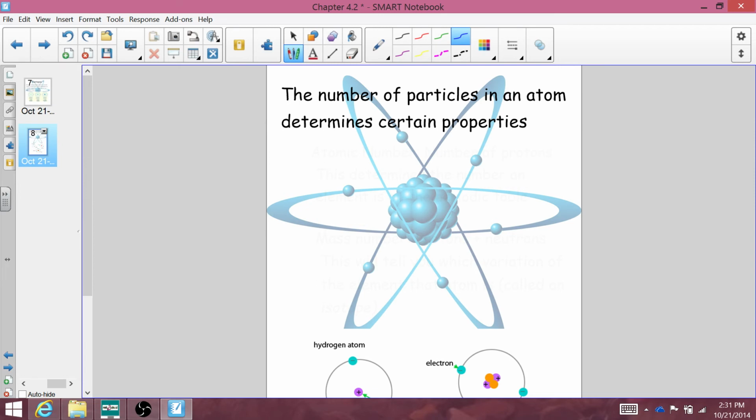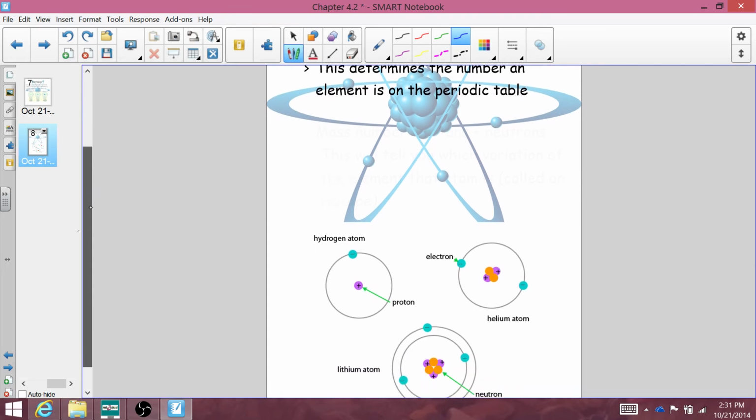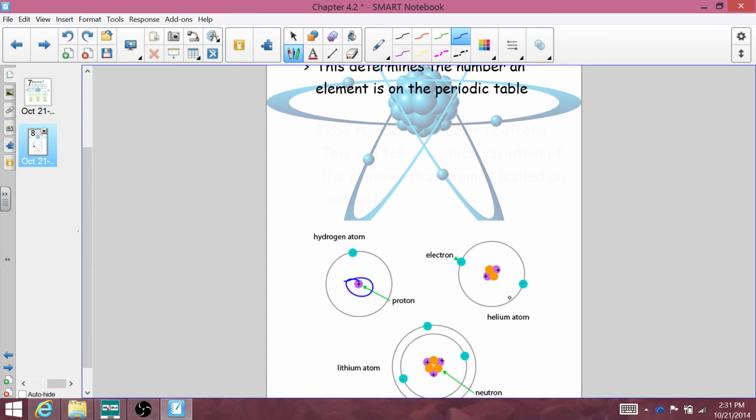Finally, the number of particles in an atom determines certain properties. So we know that the number of protons determines what element it is, and the number of electrons will determine the charge of that atom. Well, if we change the number of neutrons, we can also change something about it. So the atomic number of any element is the number of protons it has. And this is what determines the number an element is on the periodic table. So hydrogen is number 1, and that's because it has 1 proton. Helium is number 2 because it has 2 protons. And lithium is number 3 because it has 3 protons.